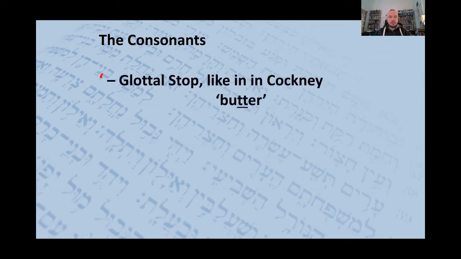Next one, that's a funny one, isn't it? A little apostrophe. And whenever you see that, that's a glottal stop sound, like in the Cockney word butter. It's basically your throat cutting off the sound, stopping the air from coming out. So whenever you see that, you know that that's how you pronounce it.